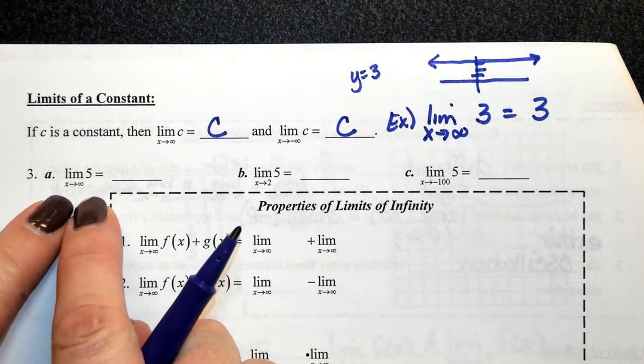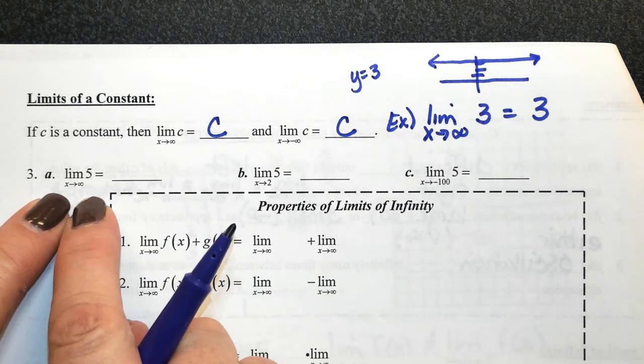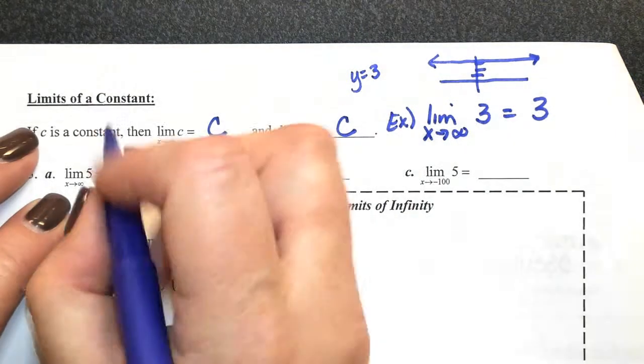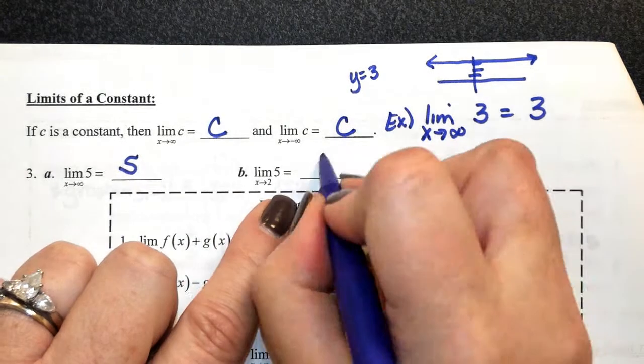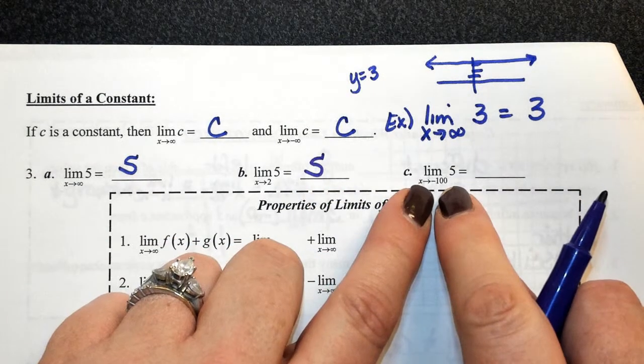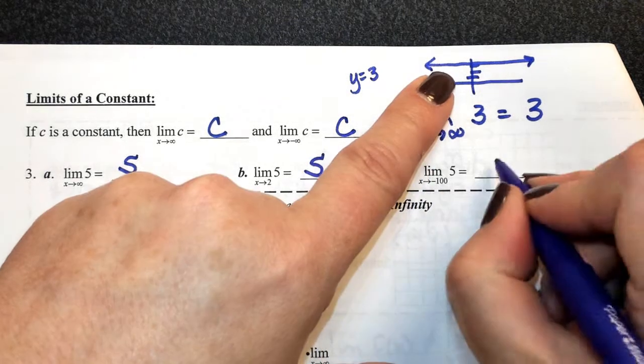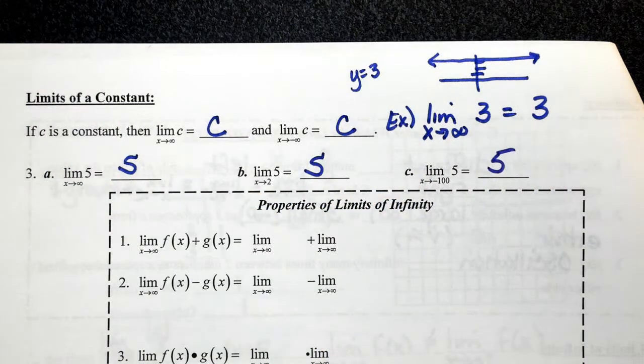So what's the answer to 3a going to be? The limit as x approaches infinity of 5 is just going to be what? 5. The limit as x approaches 2 of 5 is just going to be 5. The limit as x approaches negative 100 is also going to be 5. So anytime you're asked to find the limit of a constant, it's just that number.